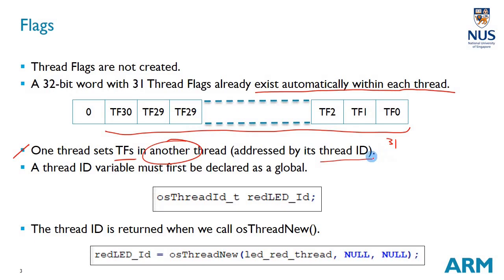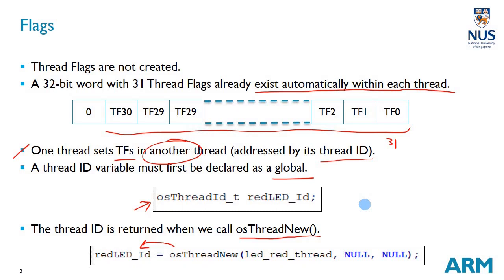Now what is a thread ID? A thread ID is the return value that we get when we create a new thread by calling os thread new. In the past few lab exercises we haven't actually looked at the return value, but now we're going to be looking at this. We first need to declare a global thread ID variable, something like this: os thread id t red led id. When we call os thread new, the ID of the thread that we create will be stored inside this variable called red led id, and we will use this thread ID for the implementation of thread flags.